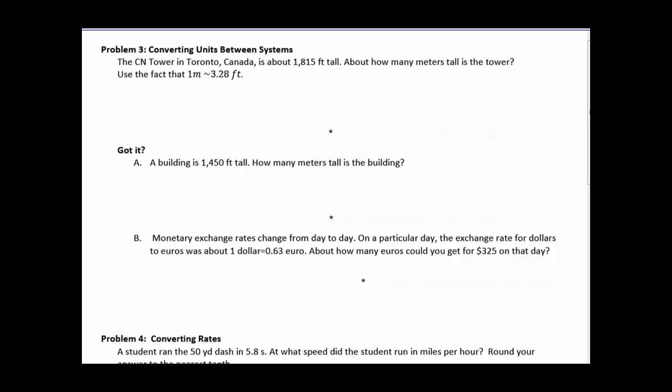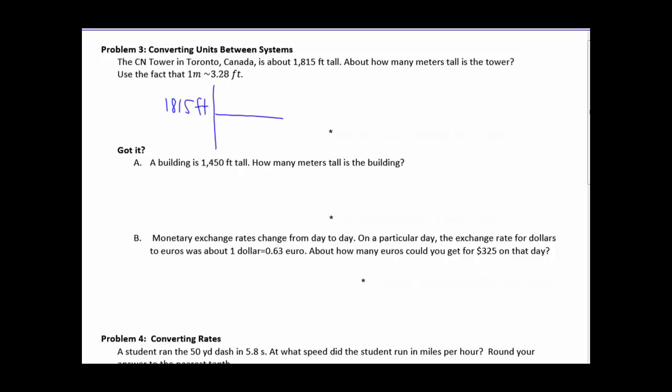So problem number 3. The CN Tower in Toronto, Canada is about 1,815 feet tall. How many meters tall is the tower? We need to use the fact that 1 meter is approximately 3.28 feet. So we start off with 1,815 feet.